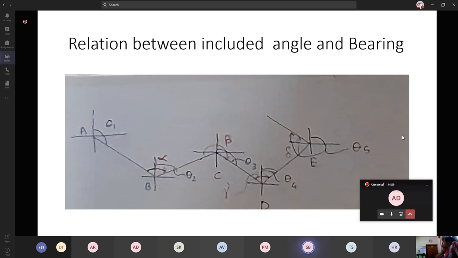Theta 4 is equal to theta 3 plus gamma minus 180. Wonderful. Okay. Now what is the bearing of EF, theta 5?